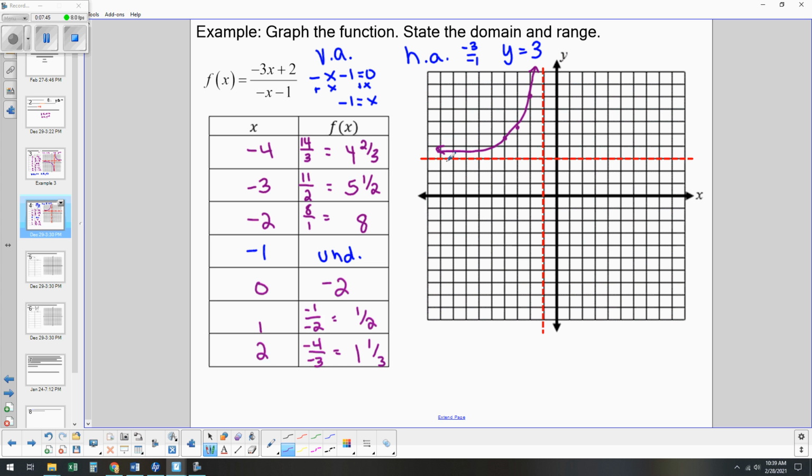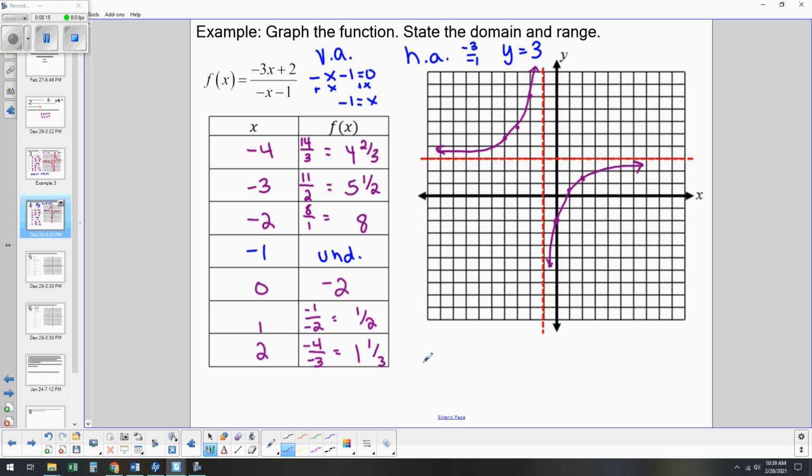All right, I just want to remind you from our last lesson, the things I'm looking for when you're graphing is that you're not curving it back and that you're not crossing over the lines that are the asymptotes. All right, here we have 0, negative 2, 1, comma 1/2, and 2, 1 1/3. All right, so there's our graph for this one.